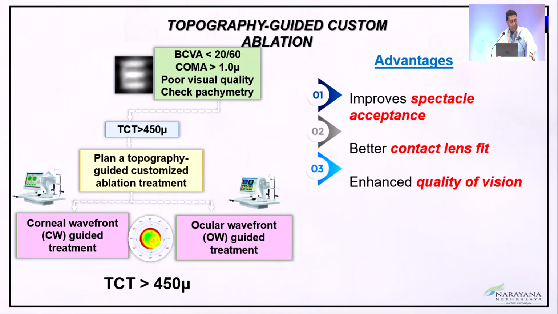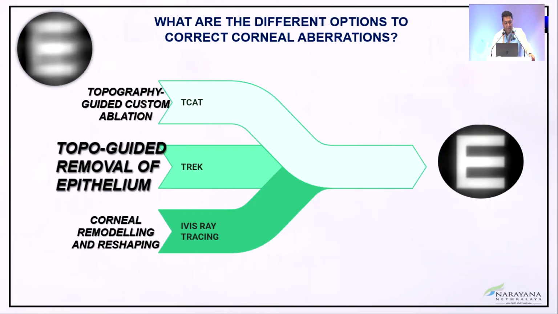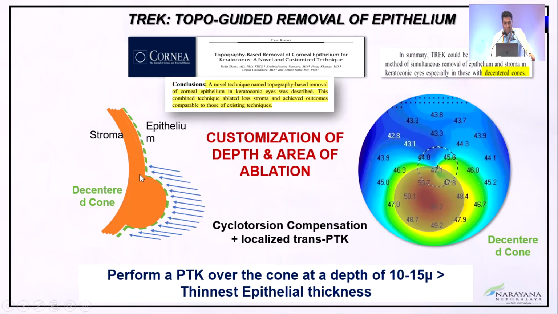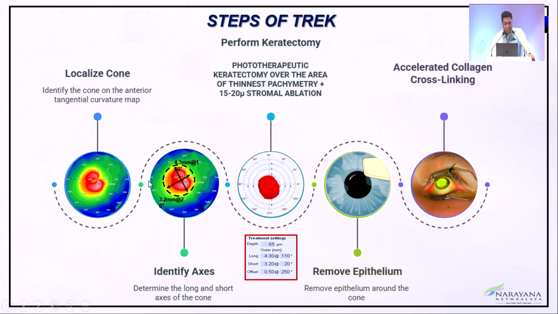But when you have a cornea which is thinner, and you don't have enough tissue to do the topo-guided treatment, we designed a technique called TREC, where you do a small PTK over the corneal cone. You localize the cone, make an ablation profile, and this is a small PTK on the cone. Then you can knock it off, and later you do a cross-linking.